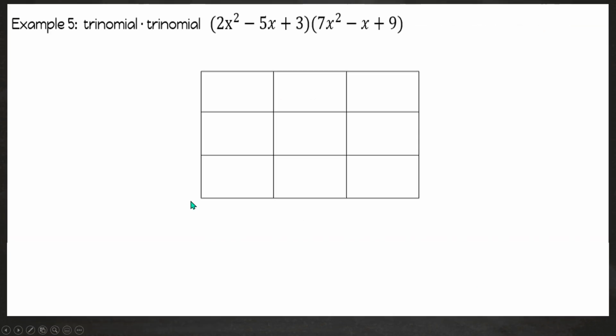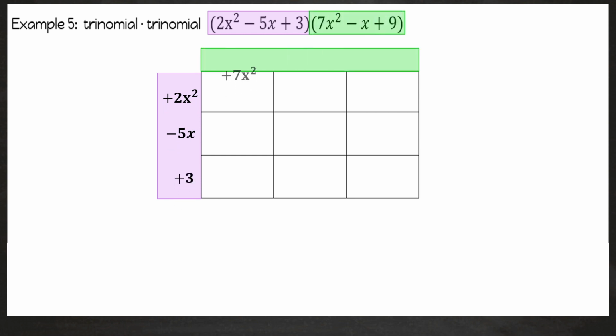All right, in this last one, example 5, we have a trinomial multiplied by a trinomial. That means I'm going to end up with 9 terms. And you can't tell me you're going to be able to do this in your head. So it's important that you show your work and take the time to fill in the area model so that you don't lose any terms.